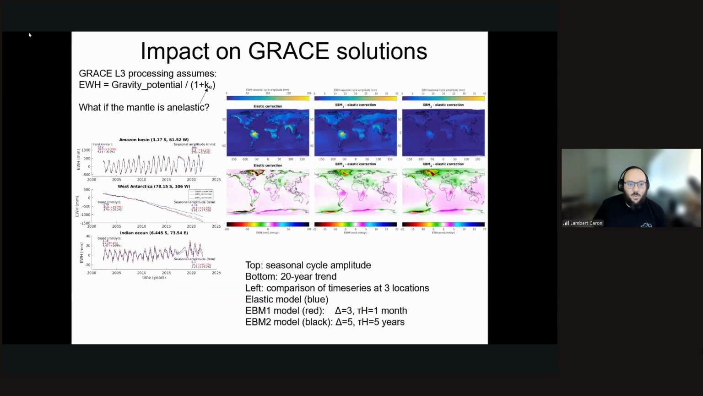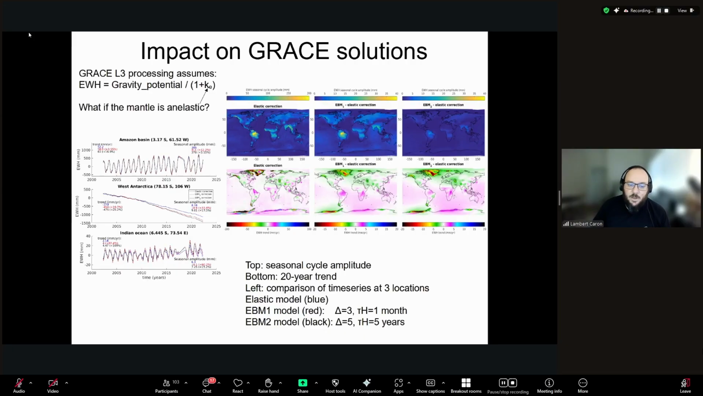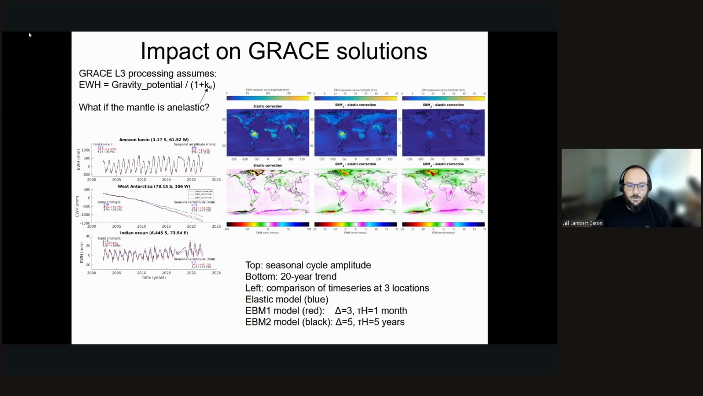Now, this is important to GRACE because in the level 3 processing, we assume that we have pure elasticity in the Love numbers employed. And the question that we ask is, what if the mantle was inelastic? Should we revise this to a time-dependent value? That would affect the resulting equivalent water height maps that are derived from the GRACE processing. And we're talking about something that could, we estimate, reach up to 10 or 20% at the most, at the highest range suggested by these mineral physics constraints.